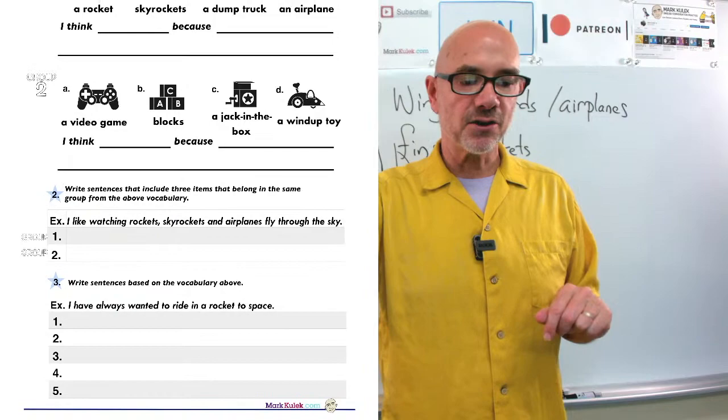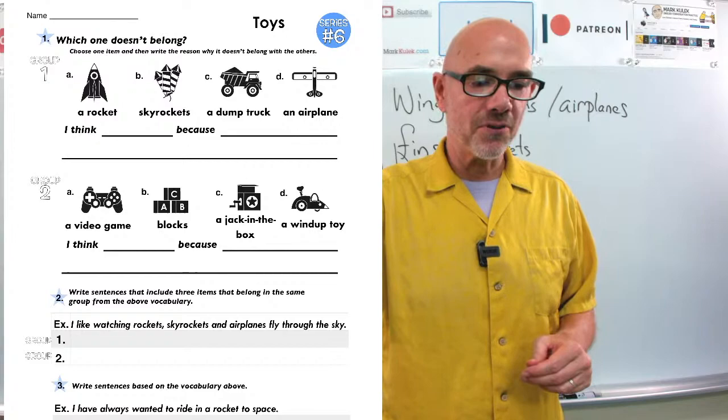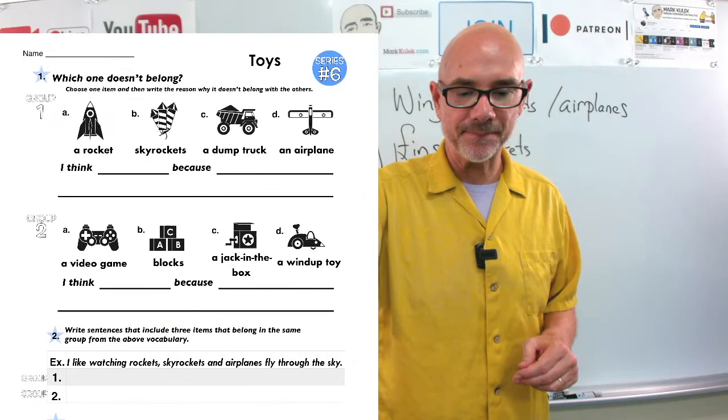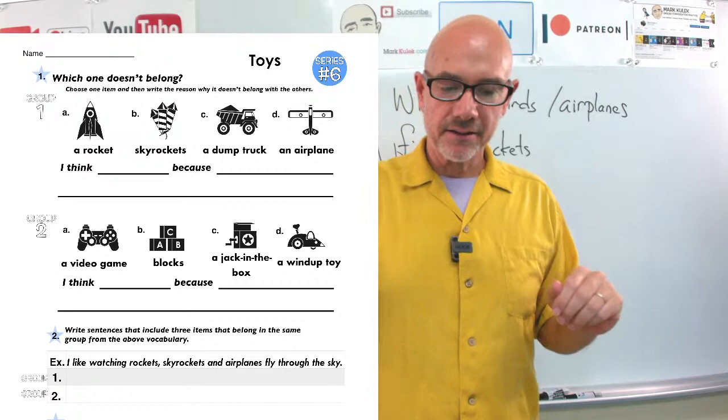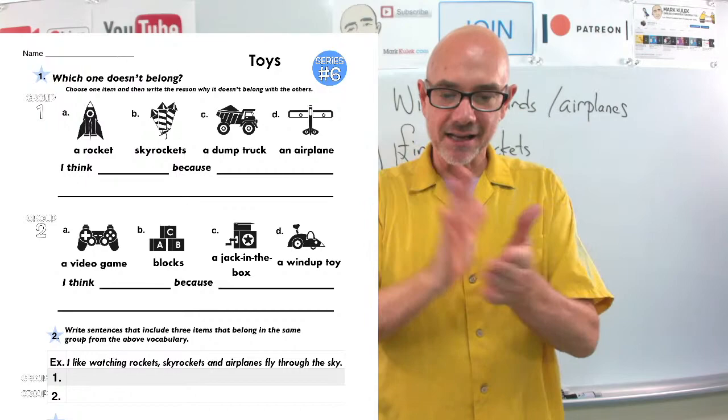For example, "I always wanted to ride in a rocket to space." So I wrote a sentence using rocket. I have always wanted to ride in a rocket to space. For example, Umesh says, "Video games, jack-in-the-box, wind-up toys need your hands." Yes. You've got to use hands to play with those.